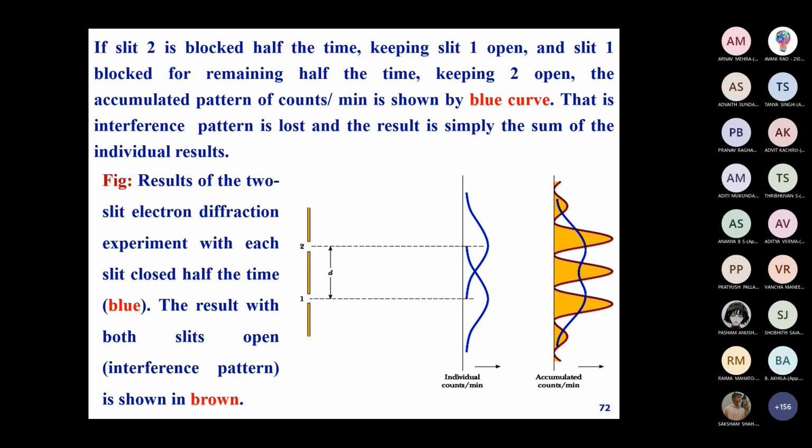Now suppose both the slits were kept open, then what you get is an interference pattern, which is shown over here in brown. This is the interference pattern which you can notice here.